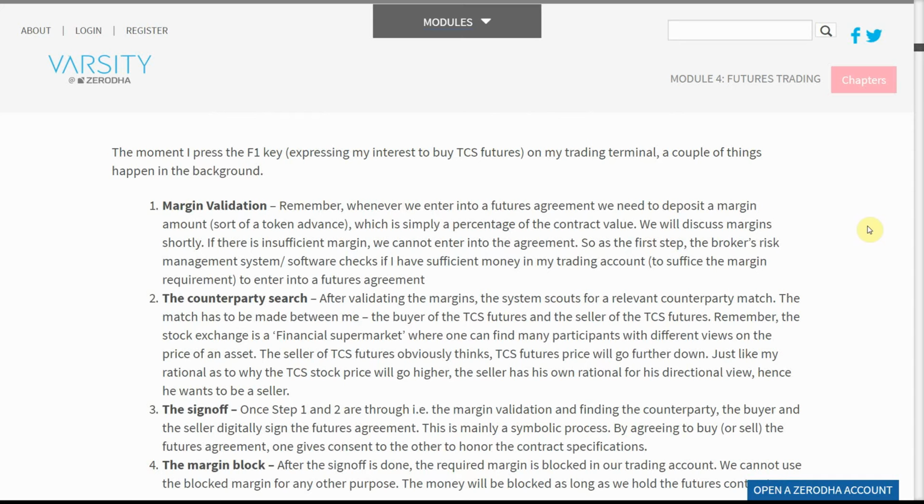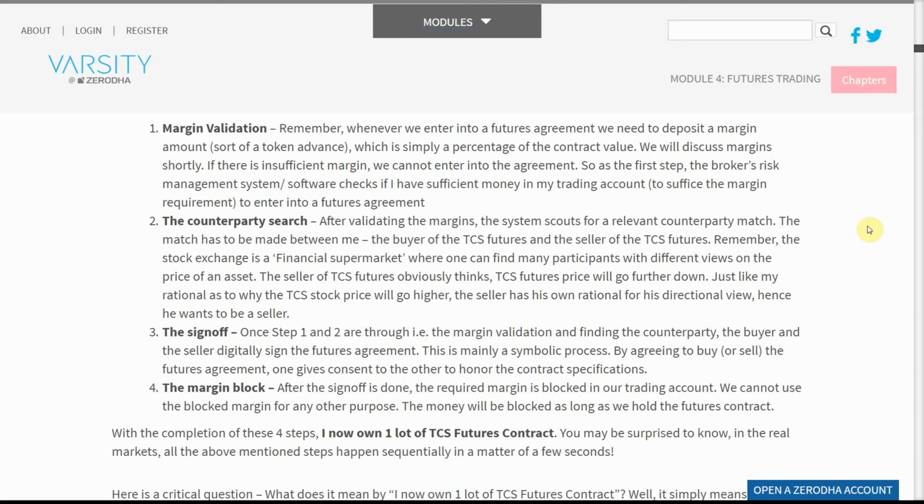Margin validation. Remember, whenever we enter into a futures agreement, we need to deposit a margin amount, sort of a token advance, which is simply a percentage of the contract value. We will discuss margins shortly. If there is insufficient margin, we cannot enter into the agreement. So as the first step, the broker's risk management system software checks if I have sufficient money in my trading account to suffice the margin requirement to enter into a futures agreement.